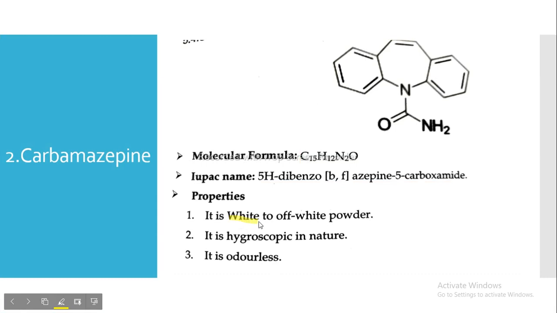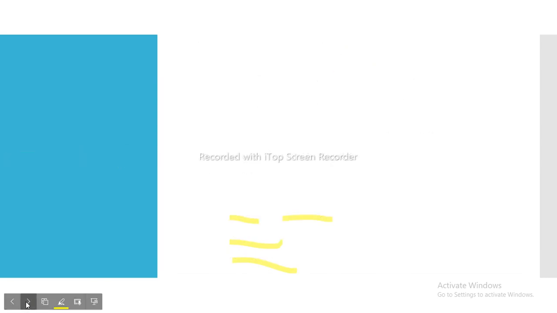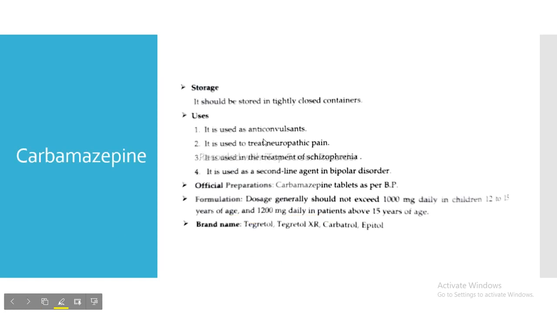Properties: it is a white to off-white powder. It is hygroscopic, that means it will absorb moisture from the surroundings. It is odorless, it does not have any kind of smell. Next, storage conditions are similar: it should be stored in tightly closed containers.